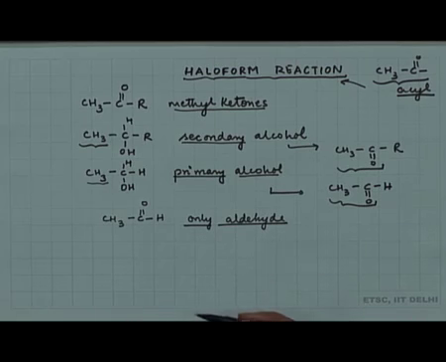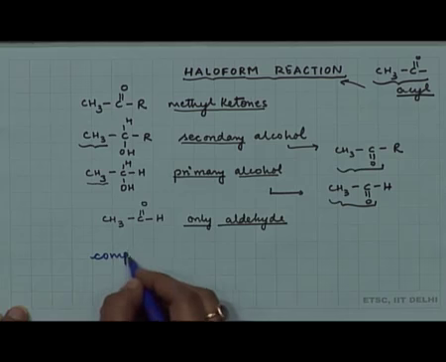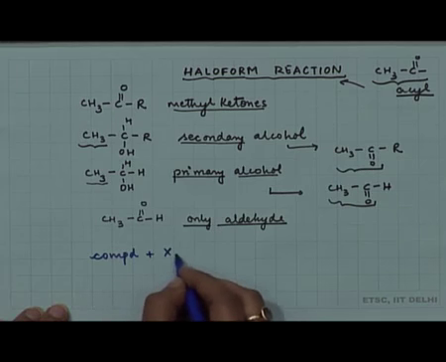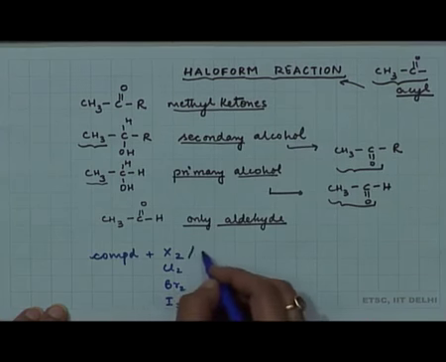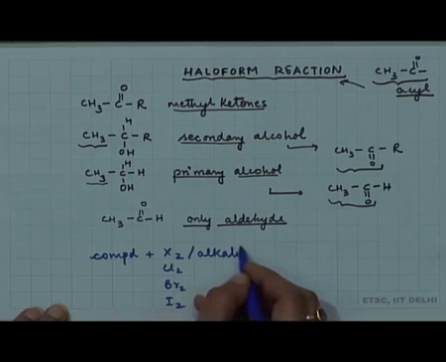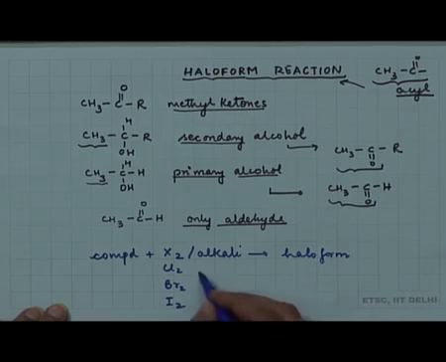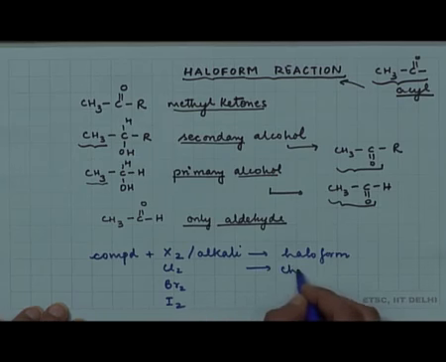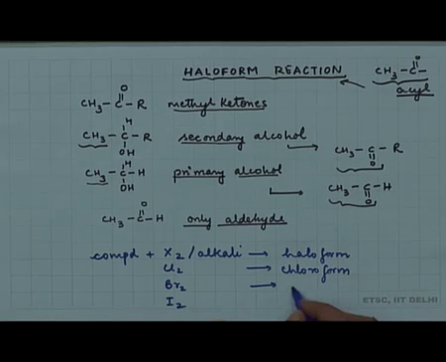So, what is this reaction and why are we so specific for these substrates? In the haloform reaction, you take the compound, you treat it with the halogen. This halogen could be chlorine, bromine or iodine. This is done in the presence of an alkali, and what you get is the corresponding haloform. When you use chlorine, the product is chloroform. When you take bromine, you get the corresponding bromoform.